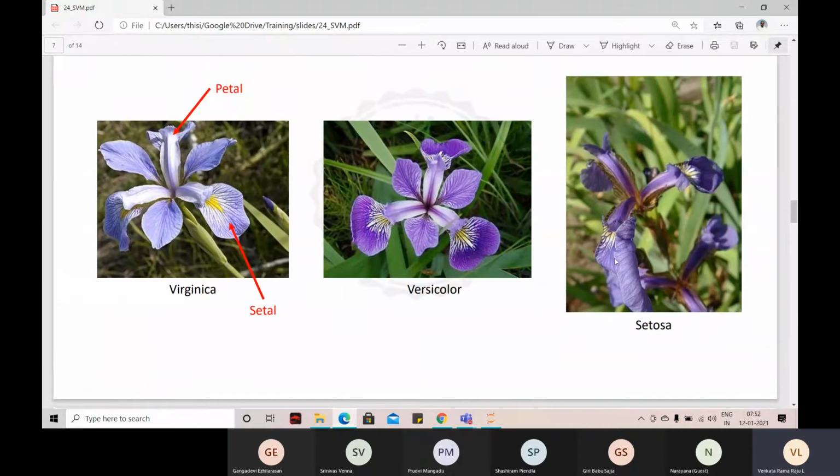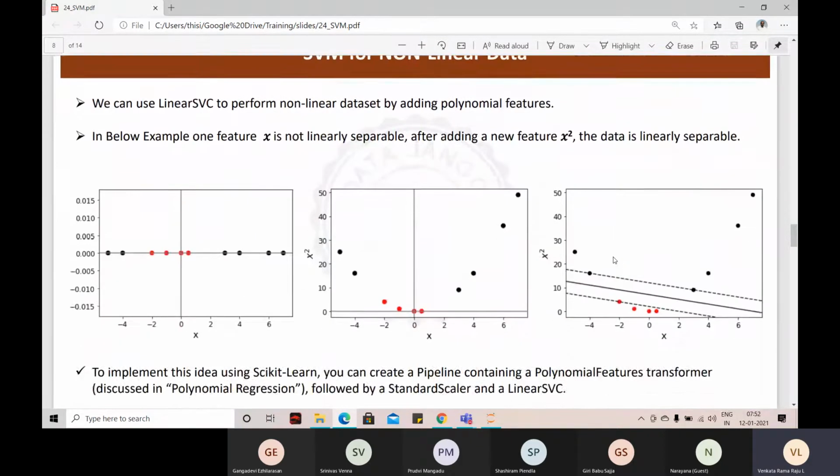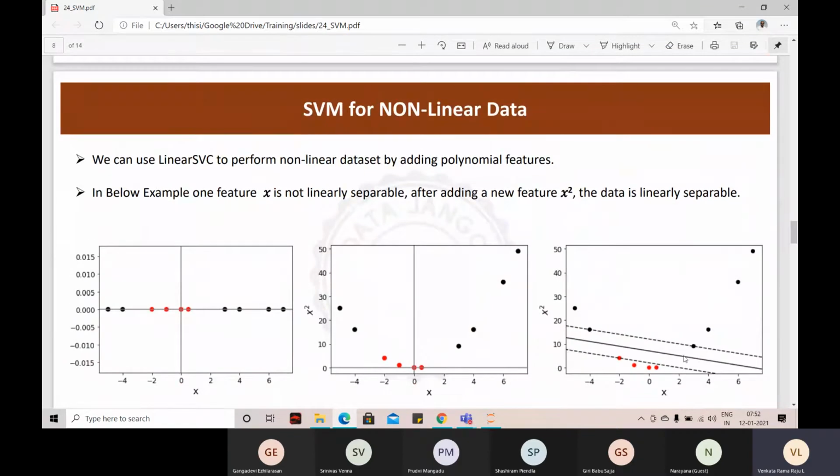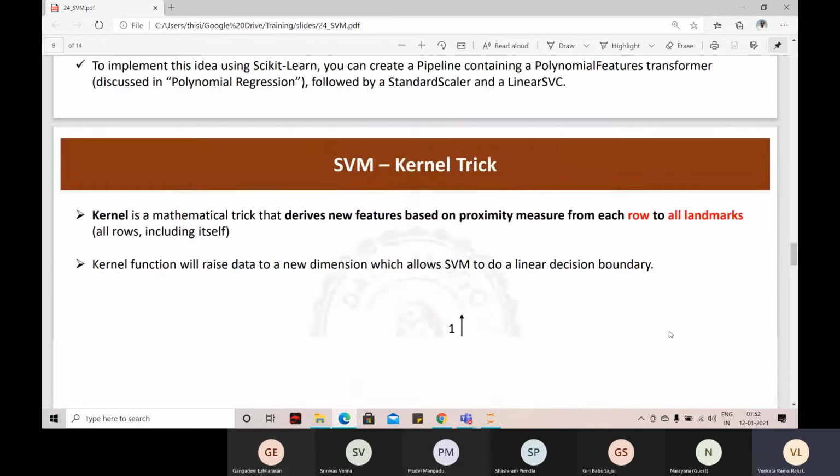We took this simple data set and built a model. And then we are trying to understand how to do a non-linear decision boundary on a non-linear data. The way we do it is we convert data into non-linear and then do a linear decision boundary. That is how you use linear SVM to build a model on a non-linear data set.